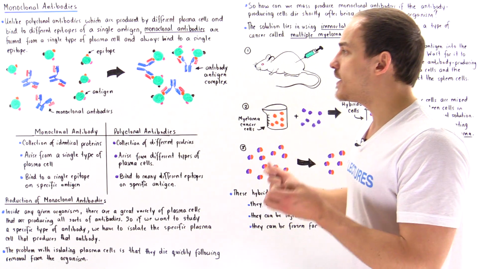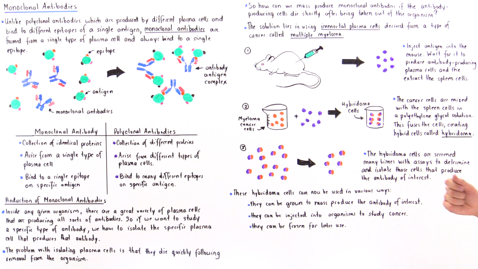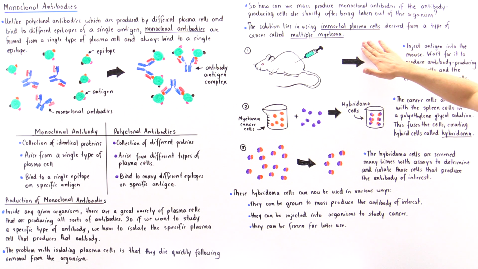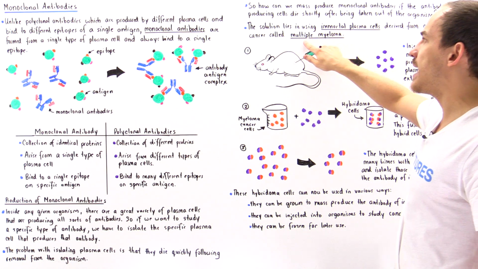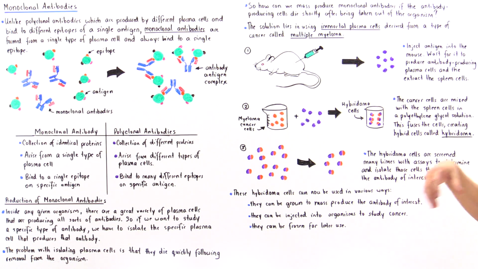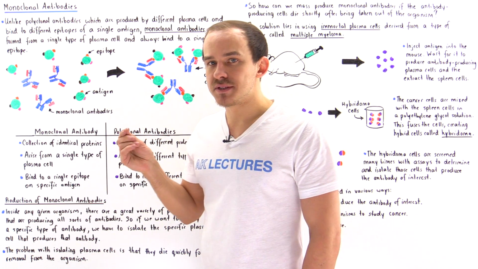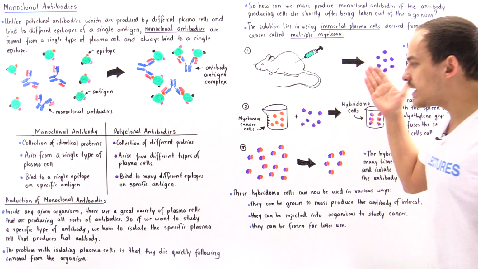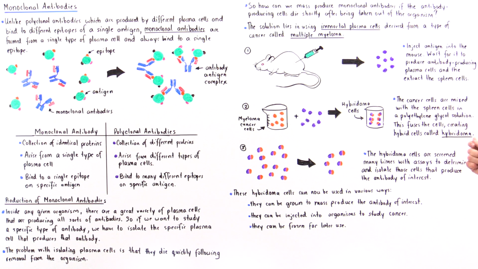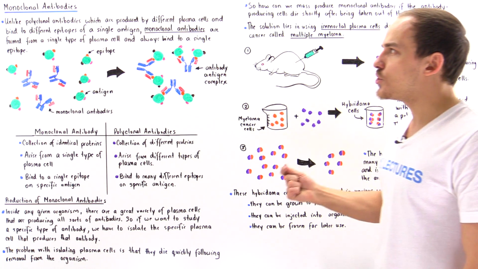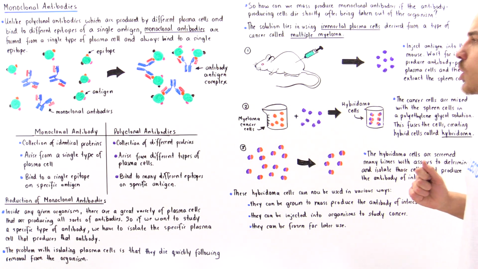And that can be a very useful technique if actually used correctly. So the solution lies in using immortal plasma cells derived from a type of cancer known as multiple myeloma. Multiple myeloma is a specific type of cancer of plasma cells. So let's take a look at the following 3 steps in our procedure to mass produce these specific monoclonal antibodies.